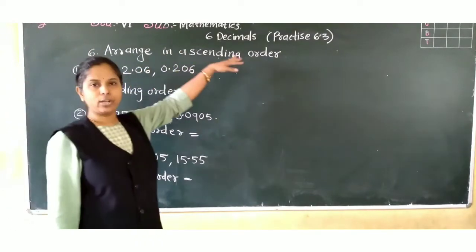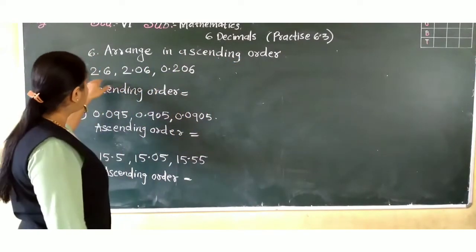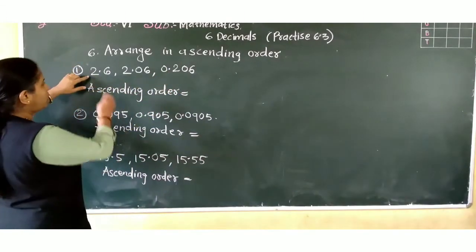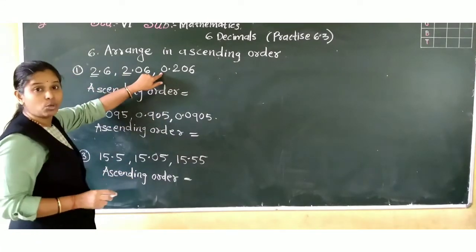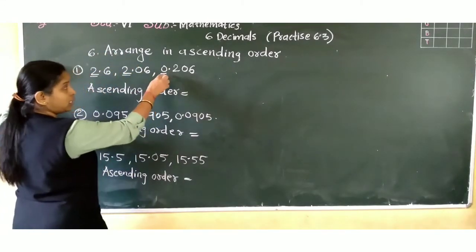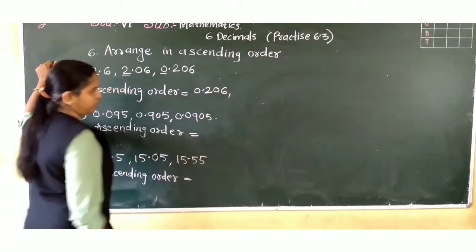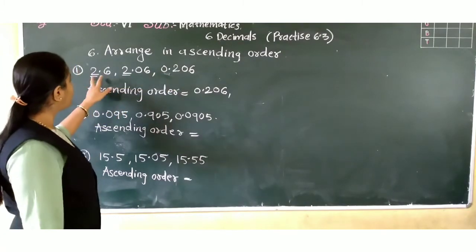Question number 6. Arrange in ascending order. Ascending means from lowest to highest. Now, here, compare which is the lowest. For that, what do you do? First, whole number. See, here 2, and here 0 is there. That means this is the lowest. Correct? Then, between these, compare.